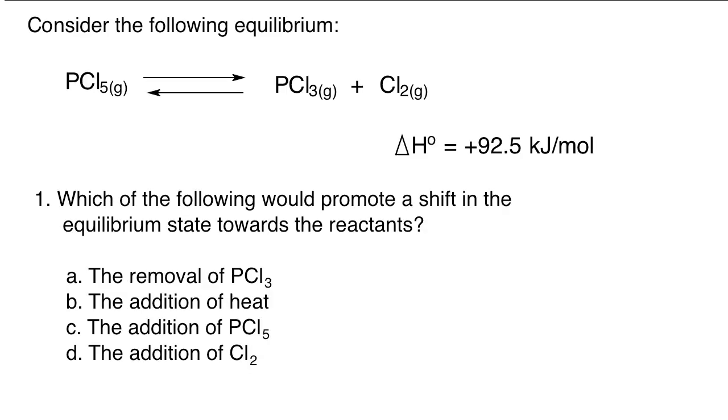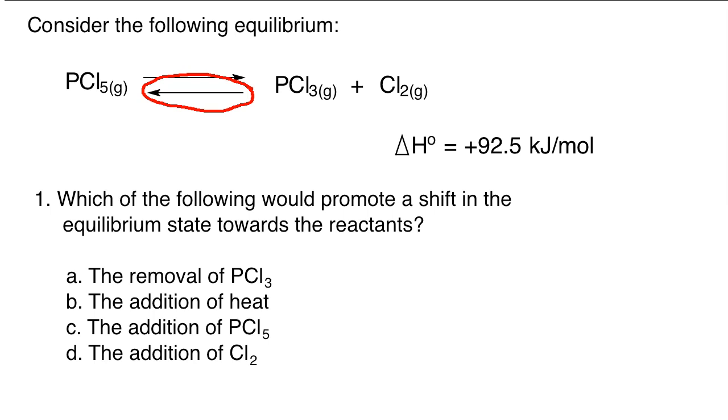Alright, so let's go ahead and evaluate these questions. We're considering the first equilibrium for part 1, and it states which of the following would promote a shift in the equilibrium state towards the reactants. So, the goal here is that we want to find one of these conditions that's going to promote the reaction shifting or moving in this direction right here. So we're looking to produce more of the PCl5 gas. Which of the following would promote that shift?